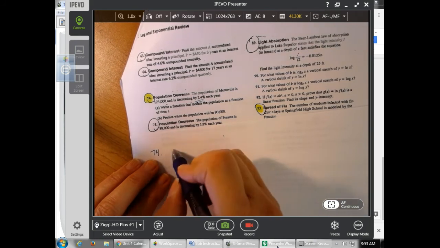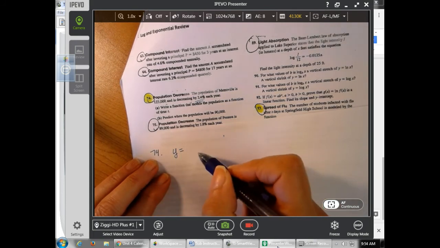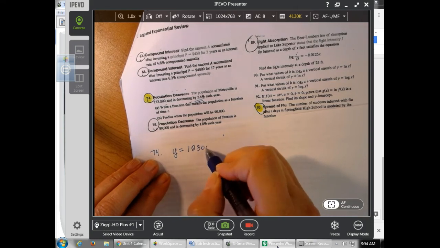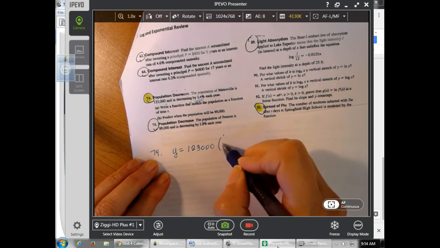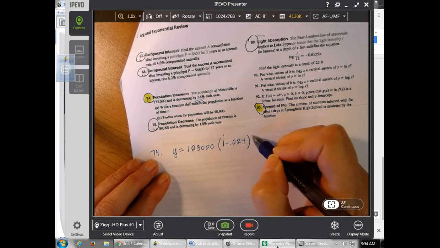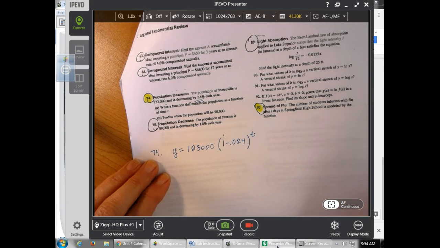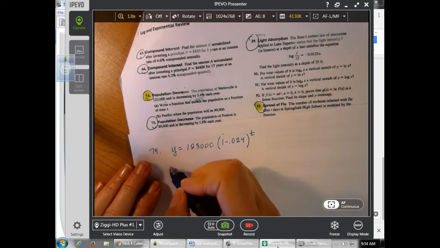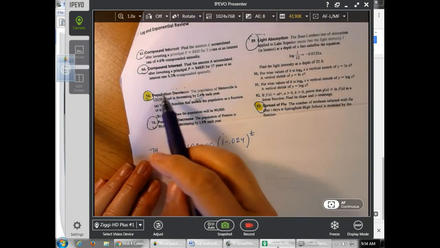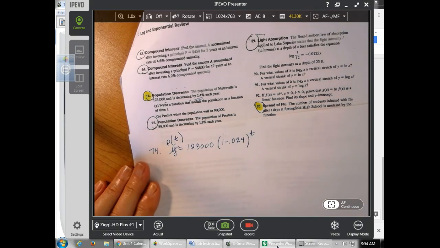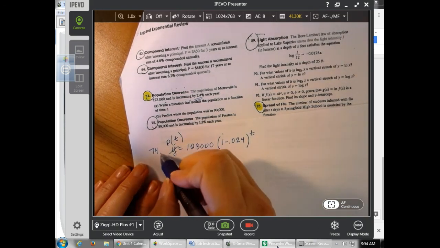So 74, we're going to have the function is equal to the starting amount, which is 123,000, and my b will be 1 minus 0.024, and that's going to be raised to t. Okay? So that's how you would write that one out as a function or as an equation. So you could say p is a function of t, something like that. Okay, so that was part A.